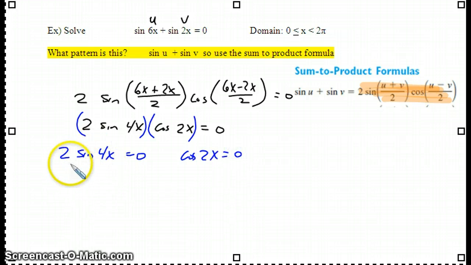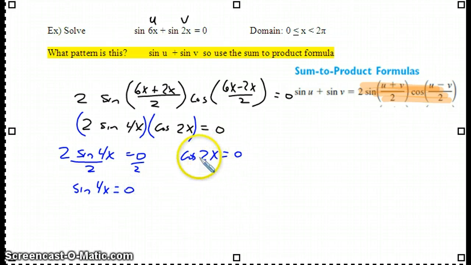And so if we solve this, we would get rid of the 2, we divide by 2, and the sine of 4x would be equal to 0. Over here, this is just the cosine of 2x is equal to 0. So what I'm going to do is think about this as if this was just the sine of x equals 0, and if this was just the cosine of x equals 0. I'm not going to deal with double angle formulas and 2 times the double angle formulas.